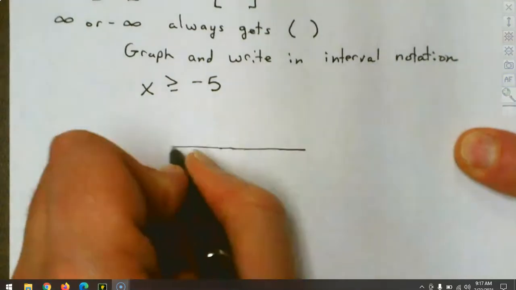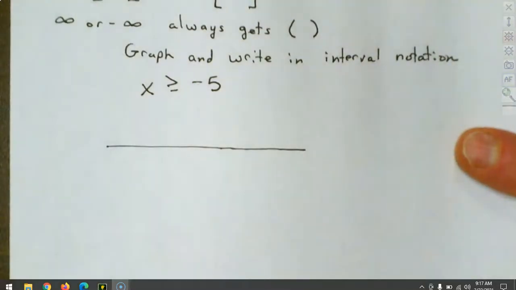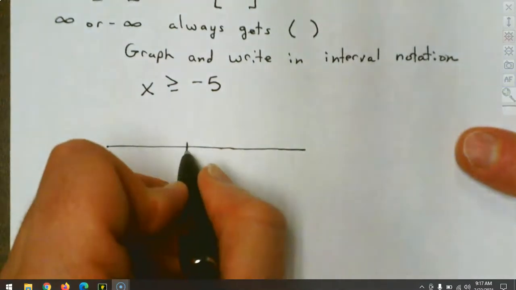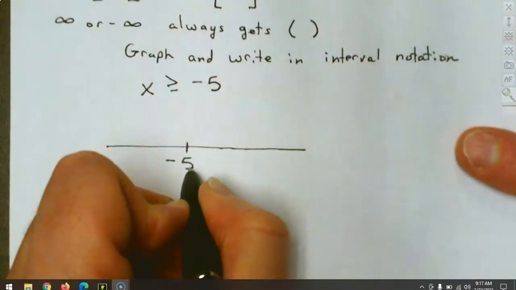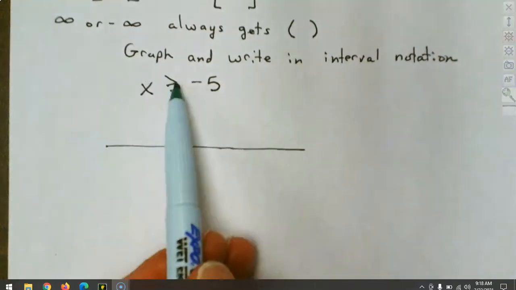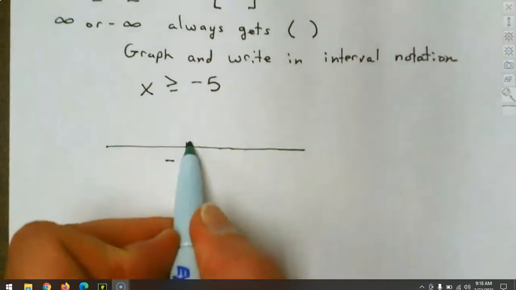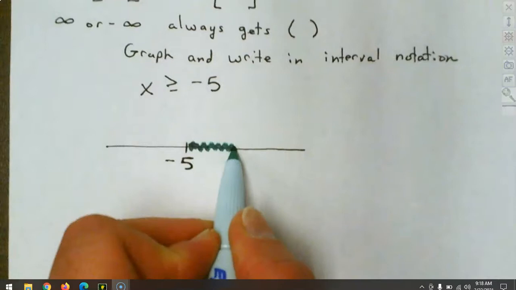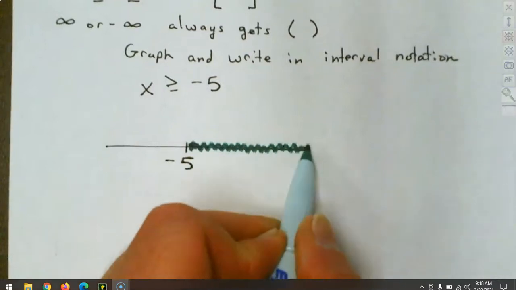So we're going to draw our number line. We're going to find our -5. So we just put down a -5 somewhere. And which way is it going? Well, if we look, it's pointing to the right here. So that means we're going to have to graph to the right. So whichever way it points is the way it goes.